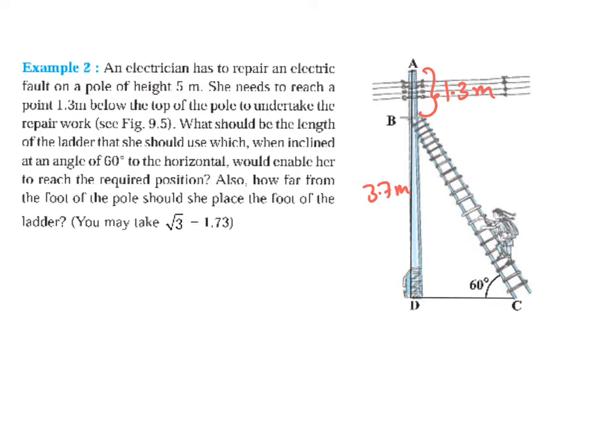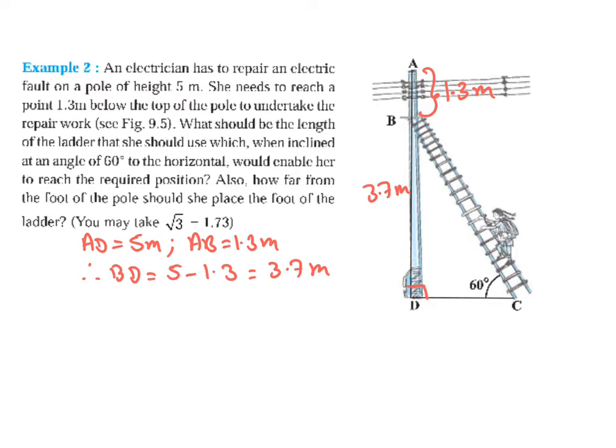So we know the total length AD is going to be 5 meters. AB, the ladder has to come down to 1.3 meters below the top of the pole. Therefore, the height BD is going to be 5 minus 1.3, which is going to be 3.7 meters. Now this forms a triangle BDC.